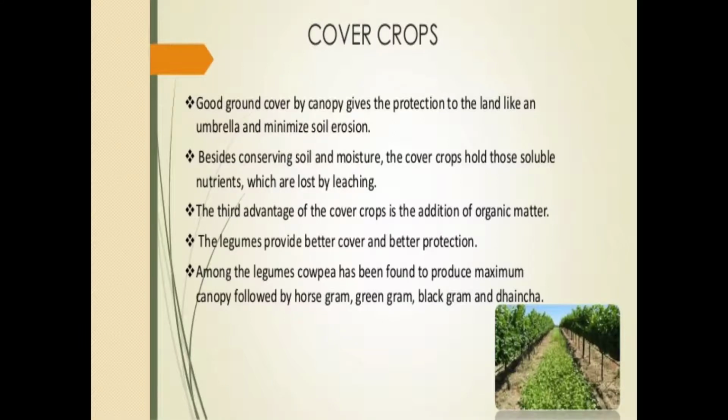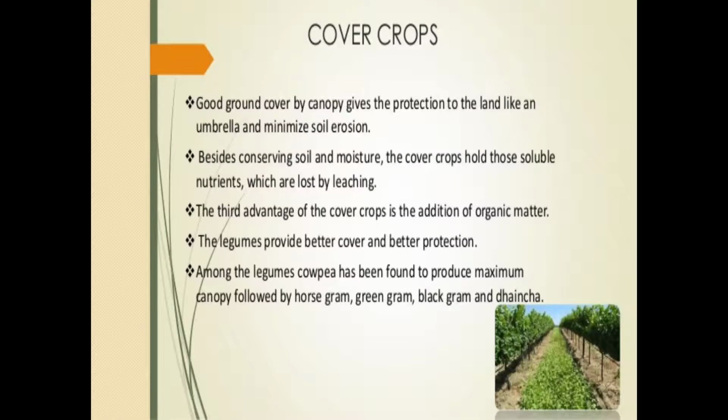Then the third advantage of the cover crop is the addition of organic matter. So the cover crop adds leaves as well as its canopy to the soil, which act as organic matter, and after the addition of the organic matter, the humus content of the soil increases, and finally the fertility status of the soil is improved due to the use of the cover crop. Then legumes provide better cover as well as better protection to the soil.